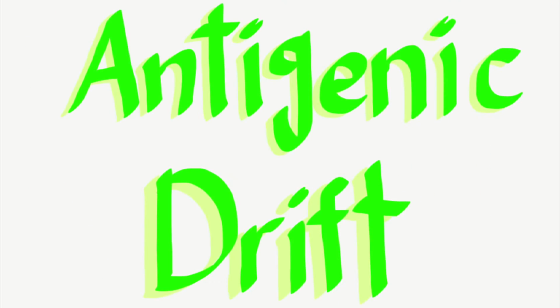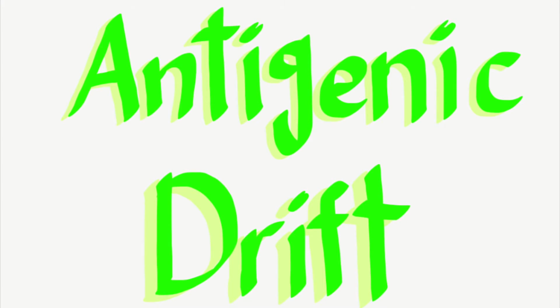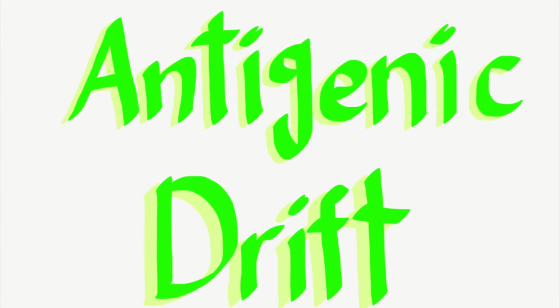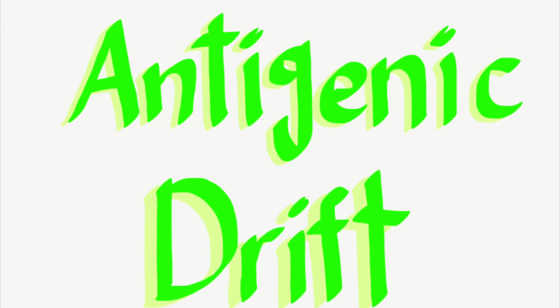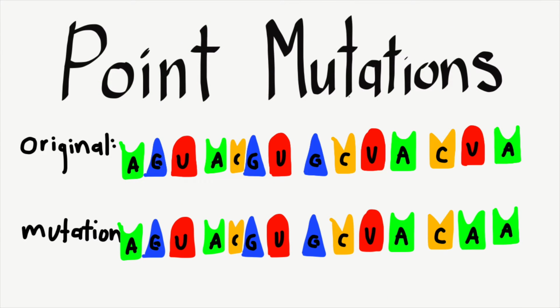Antigenic drift is a kind of mutation in which small little mutations accumulate. They're typically mistakes in RNA or DNA replication. This is more common in RNA viruses than DNA because RNA polymerase lacks the ability to fix mistakes in the new strand. Can you find the difference between the original strand and the mutation strand?